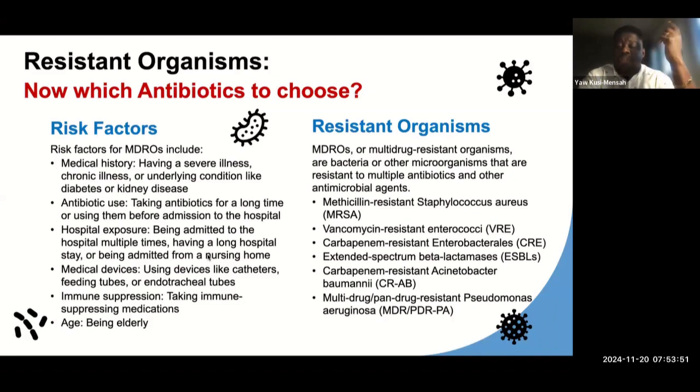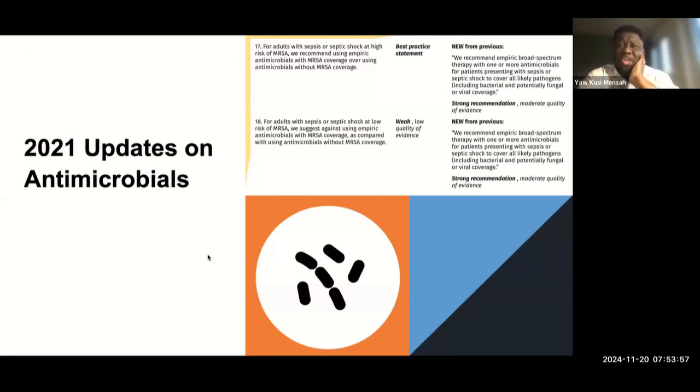And then you have your multi-resistant Pseudomonas. Again, Pseudomonas is a very difficult organism to treat. So these are the resistant organisms that you often are going to struggle to treat. And therefore, you are choosing your antibiotics with these organisms in mind, right?